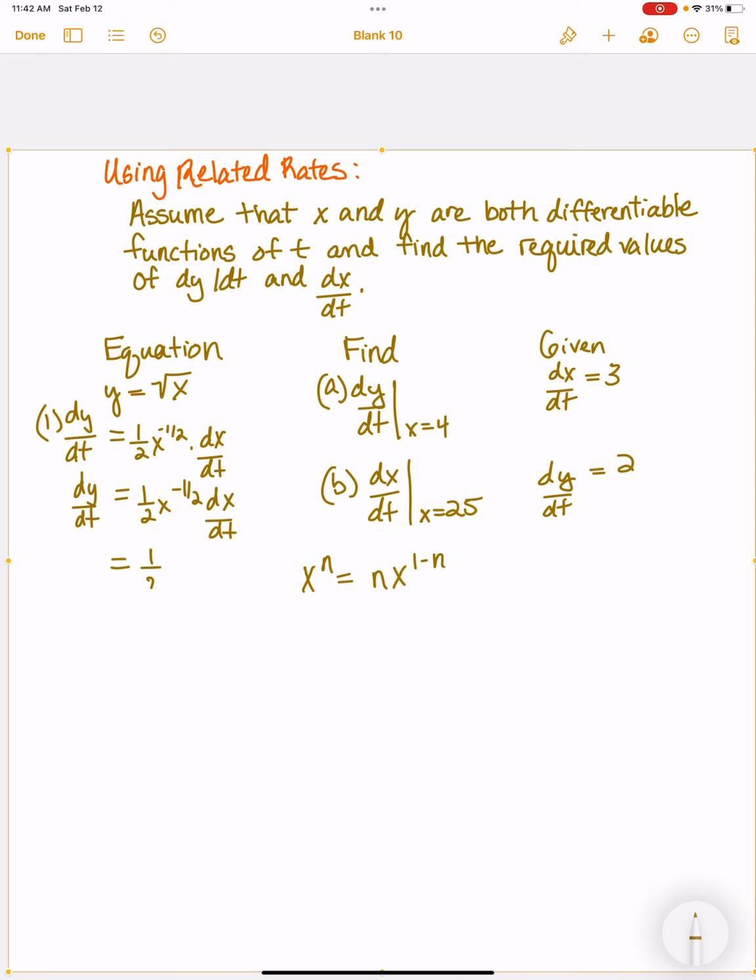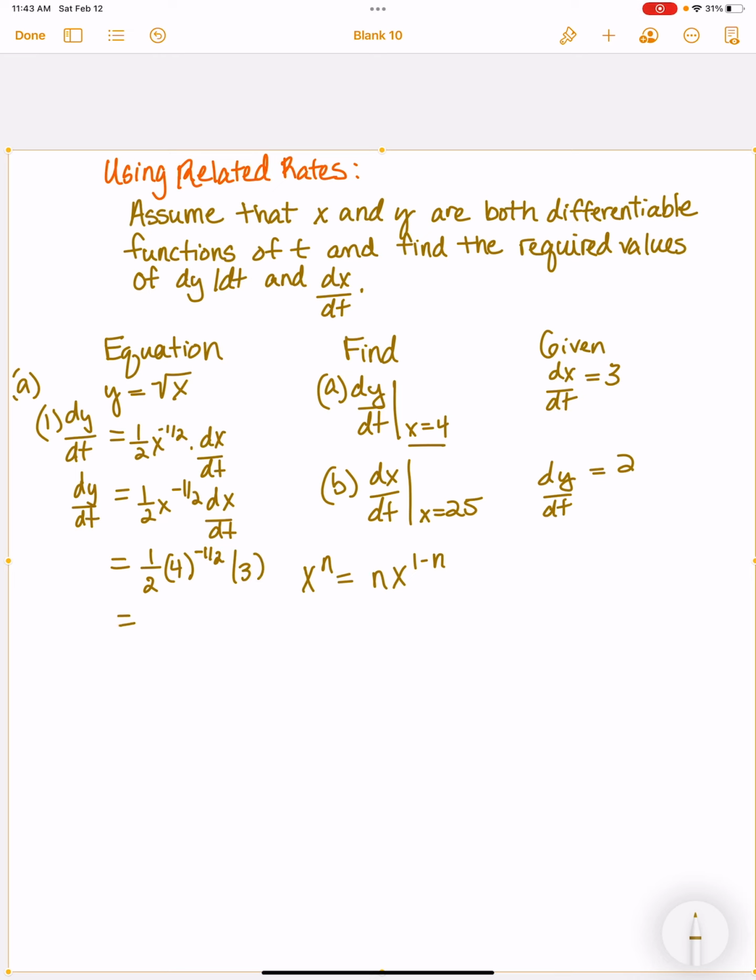And I have 1/2, x is 4. Remember, it's right here. To the negative 1/2. And then dx/dt, instead of rewriting that, I'll just plug it in. dx/dt is given as 3.